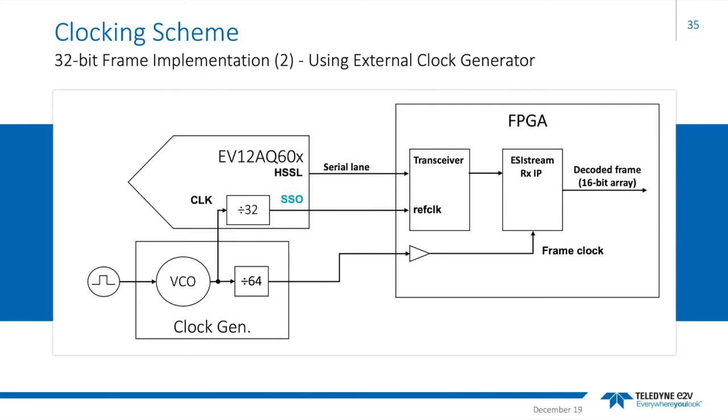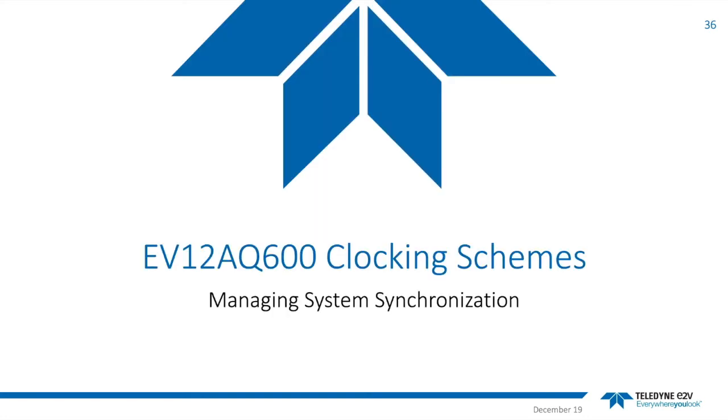In this final example, again implementing a 32-bit data frame, we're using an external clock generator to provide both the ADC's sample clock and the FPGA's frame clock. Similarly to previously, the frame clock needs to be double the rate of the SSO. That is achieved here within the clock generator by a divide by 64 circuit directly after the voltage controlled oscillator seen here. I want to continue the theme of system clocking and consider specifically how to establish synchronization across a large data acquisition system now.